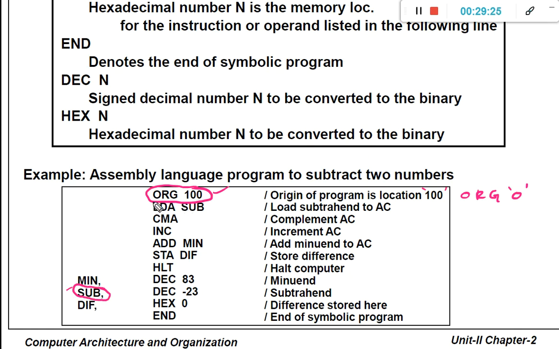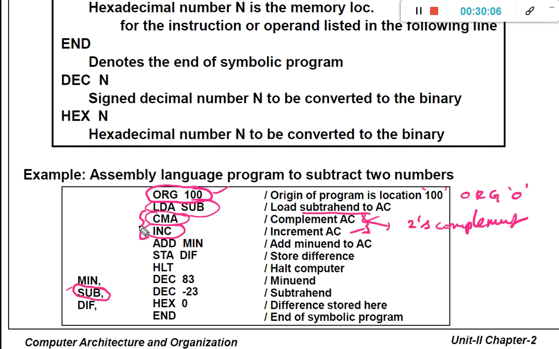Okay. So that is load, and to perform the subtraction operation, what do we need to do? We need to complement the value of the accumulator, and increment the value of the accumulator. So what does it mean? Complement AC and increment AC. So we are converting the subtrahend value into 2's complement. To perform the 2's complement, we need to complement the content and then increment the content. That we do using the CMA command and the INC command.